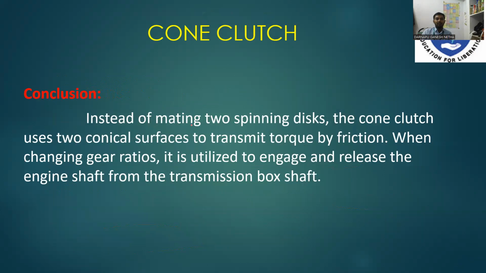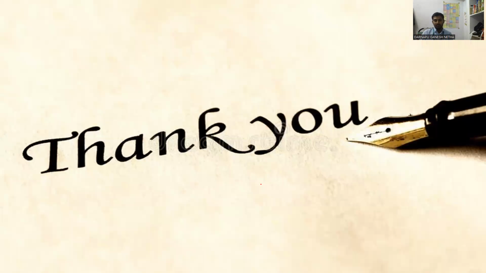Instead of mating two spline discs, the cone clutch uses two conical surfaces to transmit torque by friction. When changing gear ratios, it is used to engage and release the engine shaft from the transmission box. Thank you.